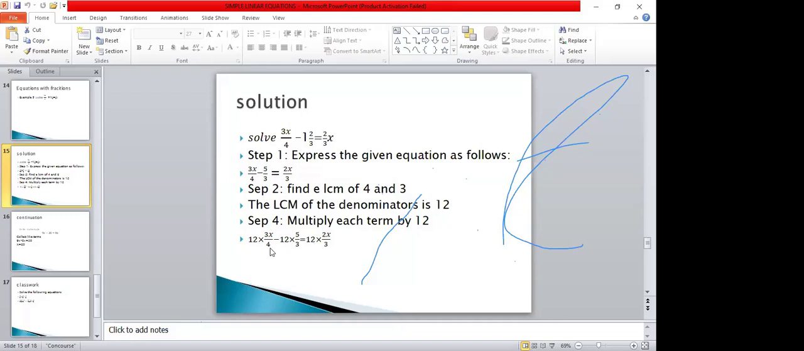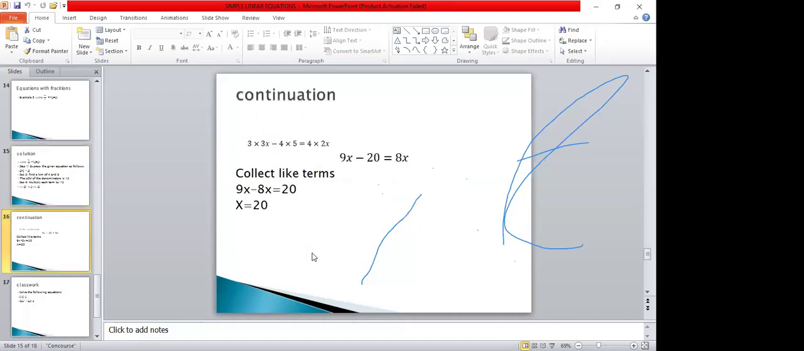Let me divide it before you. So 4 divides 12, that will be 3. Here, 3 divides 12, that will be 4, and 3 divides 12, that will be 4. So let's go to the next slide. So we have 3 times 3x minus the 4 times 5. Then the 4 also times what? 2x. So 3 times 3x, we have 9x. Minus 4 times 5, we have minus 20. Then 4 times 2x, we have 8x.